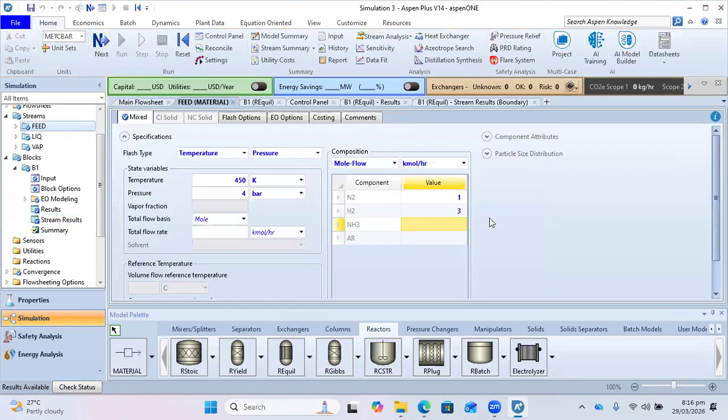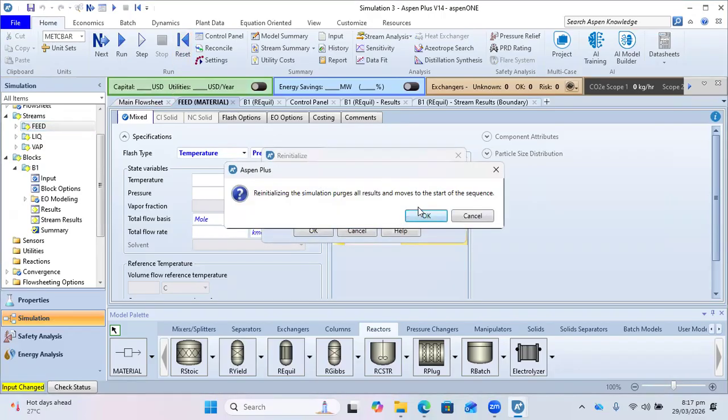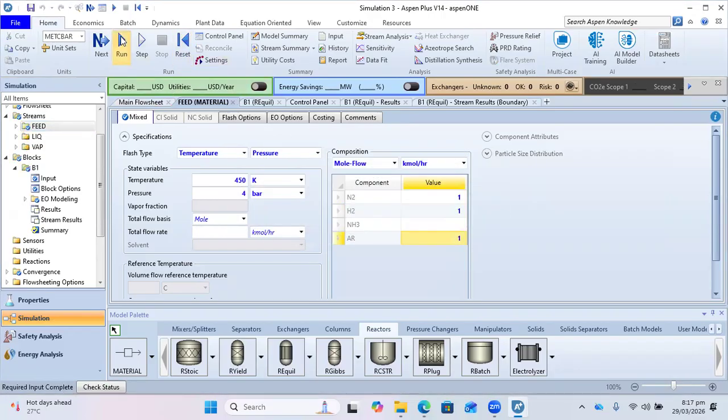Now let's try out what we didn't do earlier. The second part where we're supposed to use equal amounts of nitrogen, hydrogen, and then an inert, right? So instead of making this three, we'll make this one. So that is equal to what we have for nitrogen. And then we'll also have 1 kilomole per hour of argon, our inert. So I'll reset and then I'll run it again. And then let's see what happens.